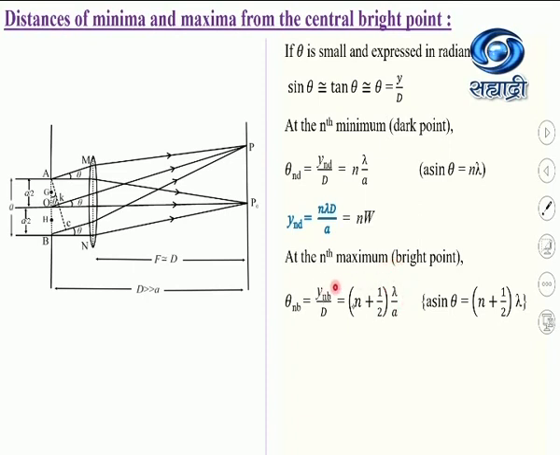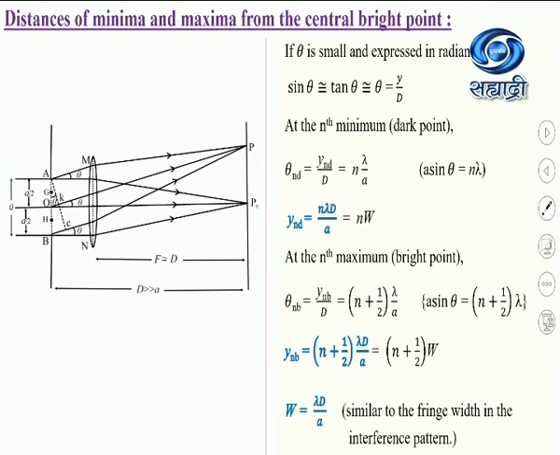So, we equate these two equations as y nB upon D is equal to (n plus half) into lambda by a. And from this, we get the distance of nth bright point as y nB is equal to (n plus half) lambda capital D by small a. This can be written as (n plus half) into W, where W is lambda D by a. So W is similar to fringe width in the interference pattern.